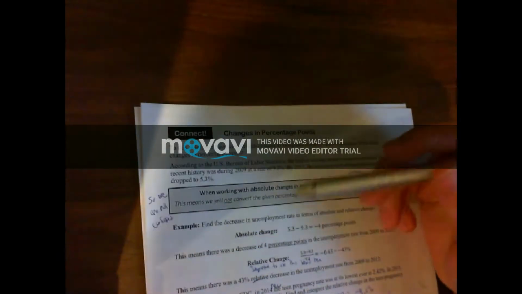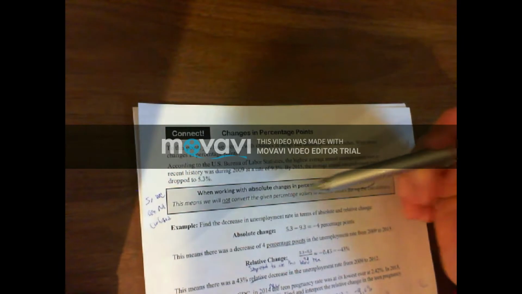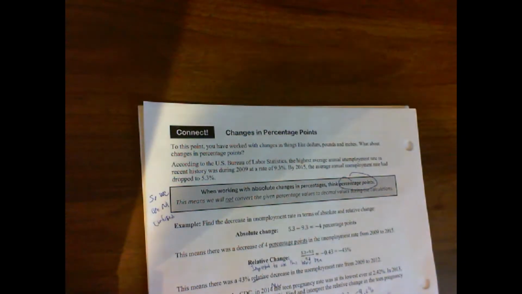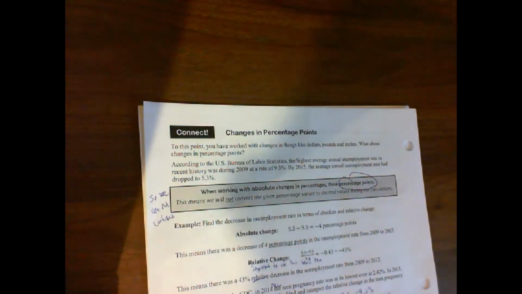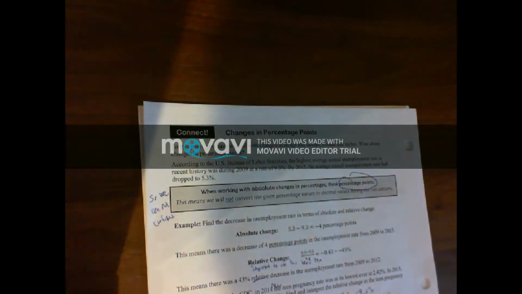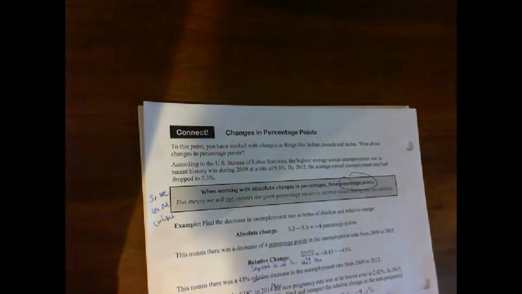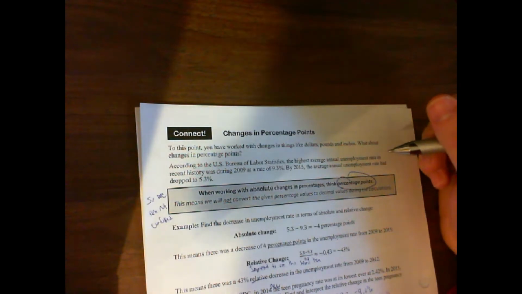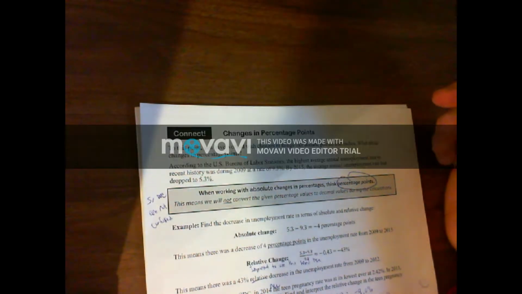So the way we're going to handle this is when we think about absolute and relative changes and we're dealing with percentages, we're going to call them percentage points. The reason being is we don't want to be confused with these percents and the percents from a relative change, right? Because if we're doing a relative change, it's also a percent. So if we're dealing with two different types of percents, it can be confusing. So the ones we're given, we're going to call percentage points. That way we can leave our relative change as just a normal percent.